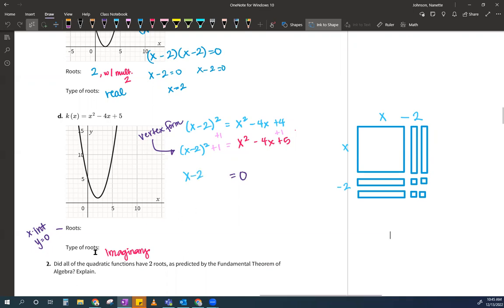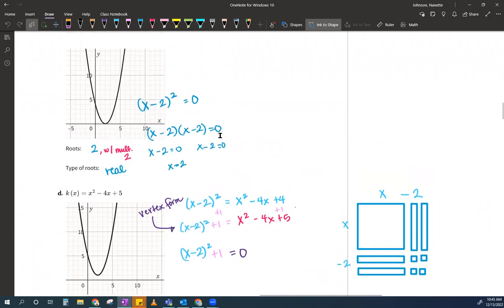Yeah, good. The reason, again, is because you guys all said, hey, Ms. Johnson, to find the roots, you need the x-intercepts. I'm like, but it doesn't have x-intercepts. And then you guys said, oh, then that must mean they have imaginary roots. Very good. So when we're trying to find the roots, we will always set it equal to 0.